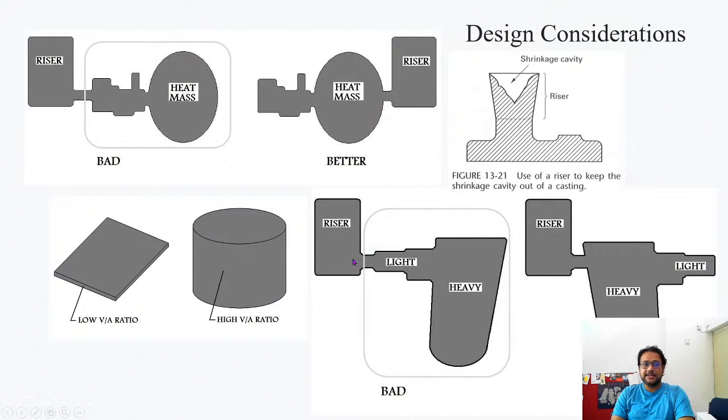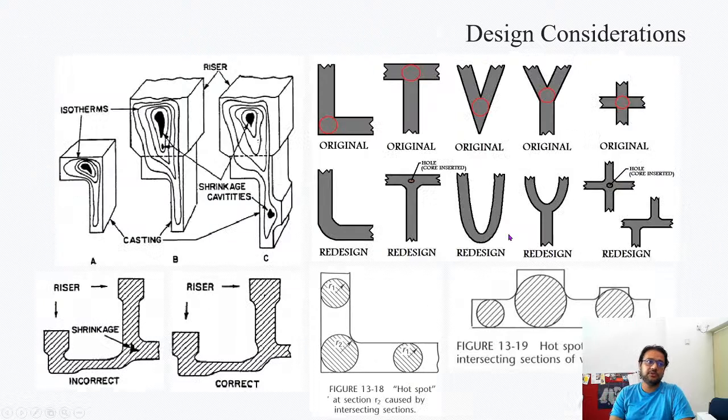Similarly, it's very easy to see here. In this case, this is the part which needs to be cast, and this part is a larger thermal mass than this part. So better to keep the riser this way, on the other side. And the other thing that you need to consider is that as far as possible, you should always have the casting with a similar wall thickness. And yes, I will answer your question, just hold on.